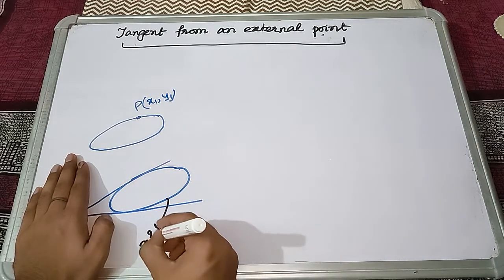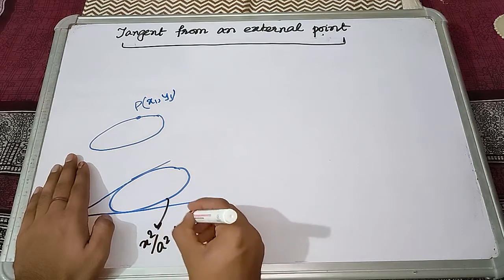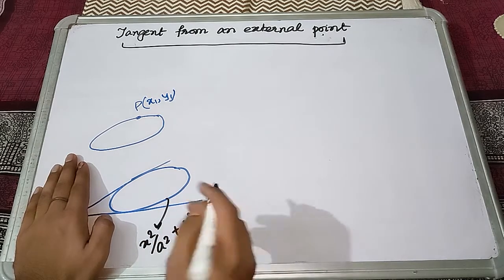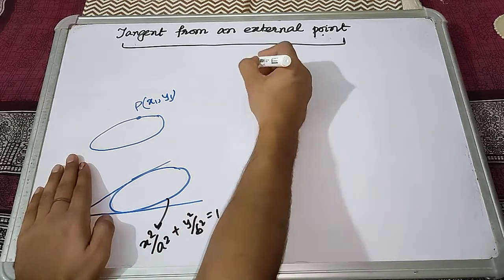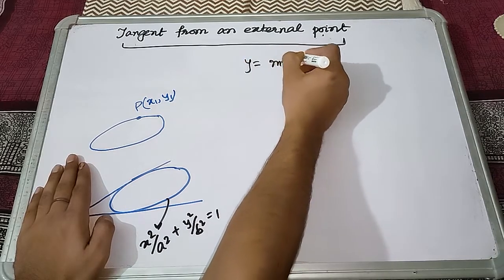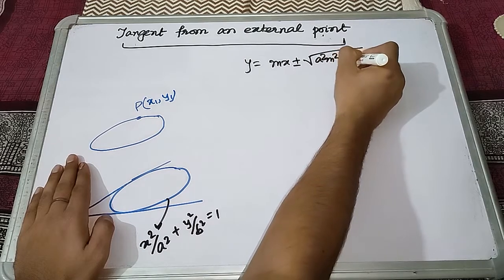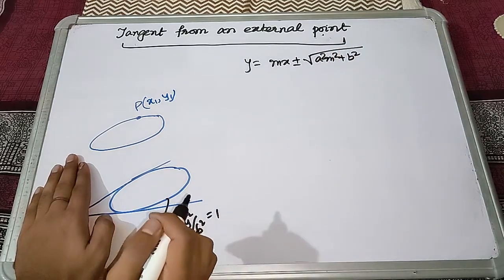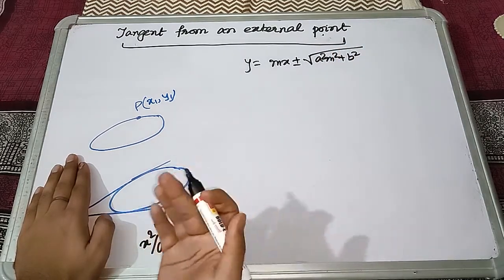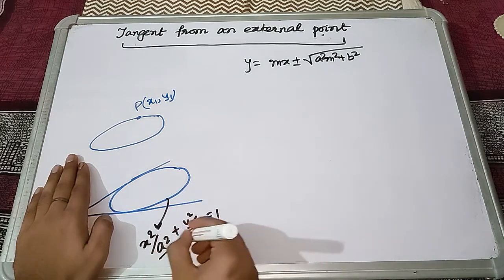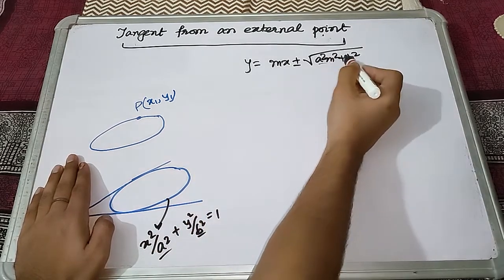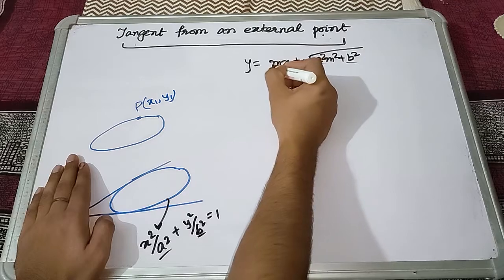Suppose this ellipse is x square by a square plus y square by b square equals 1. So we need to write a natural tangent. What is that? y equals mx plus minus root under a square m square plus b square, right? This is the natural tangent. Now what is the extra condition we have? We already have this a, b, right? And what we need to find is this m.